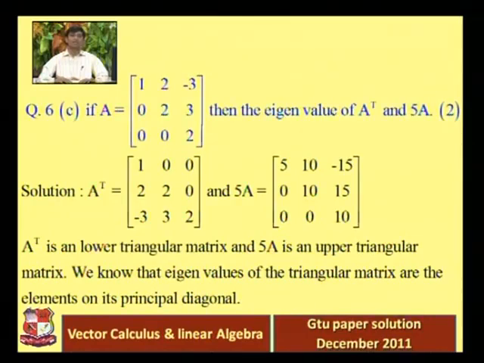So we know that the eigenvalues of a triangular matrix are the elements of its main principal diagonal. You can see A transpose is a lower triangular matrix and 5A is an upper triangular matrix, and in any triangular matrix the eigenvalues are exactly the main principal diagonal elements. So the eigenvalues of A transpose are 1, 2, 2 and the eigenvalues of 5A are 5, 10, 10.